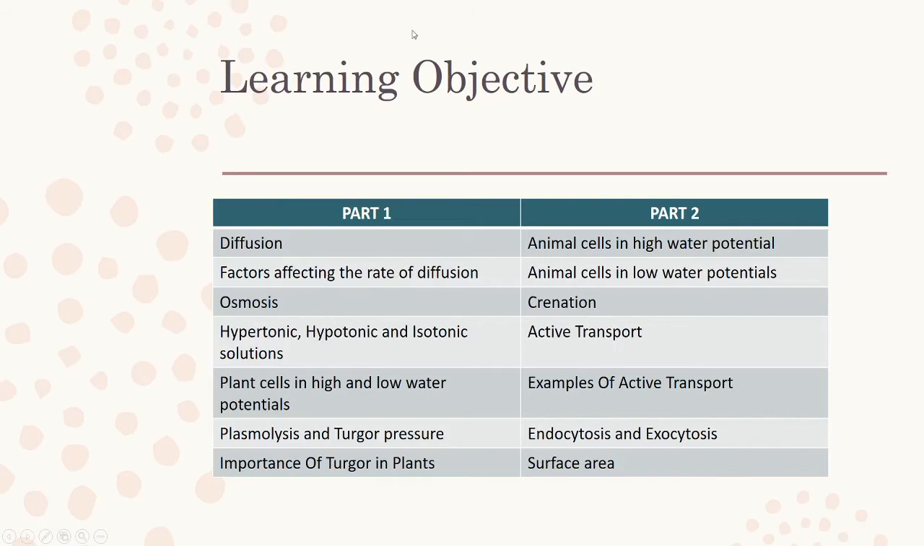Now this is our learning objective. This is part 1. So in this we will learn diffusion, factors affecting the rate of diffusion, osmosis, hypertonic, hypotonic and isotonic solutions, as well as plant cells in high and low water potentials, plasmolysis and turgor pressure, and importance of turgor pressure in plants. If you want to see these topics, we will cover those in part 2. So let's get on with it.